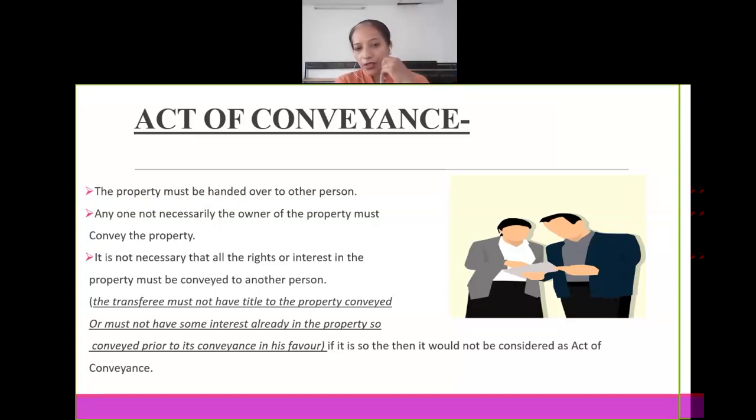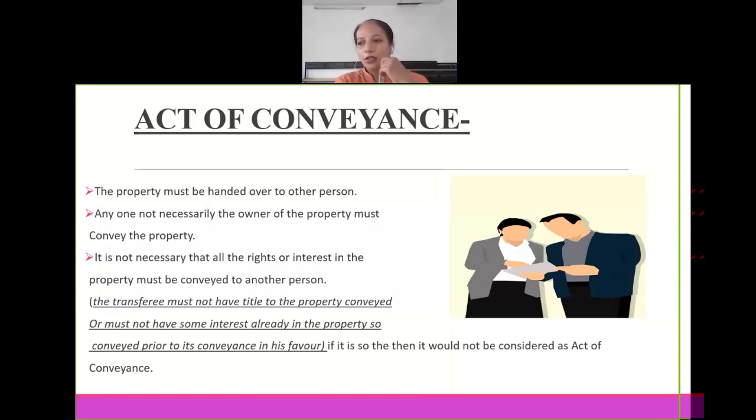So under the Transfer of Property Act, it is not necessary that whenever transferring a property, the person has to transfer the entire right over the property. He may keep some rights limited to himself, and he may transfer one or two of the rights to another person. So he may transfer the entire rights, he may transfer some of the rights also. Both the situations are covered under the Transfer of Property Act.